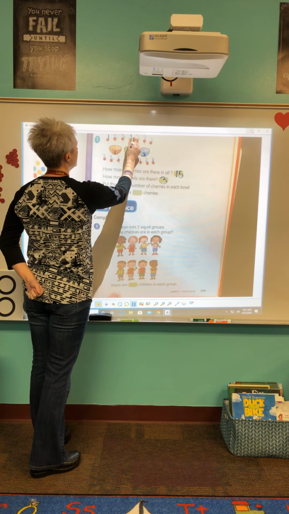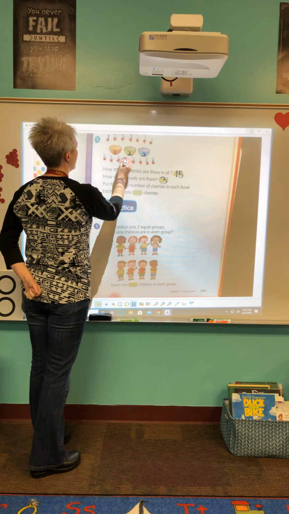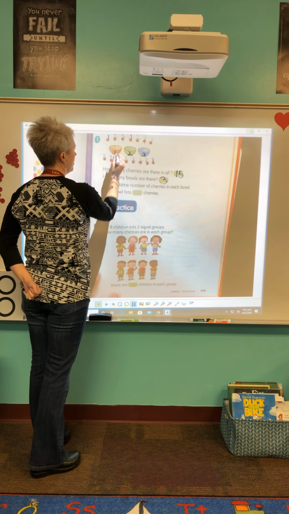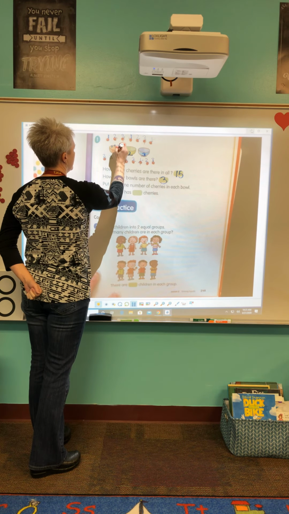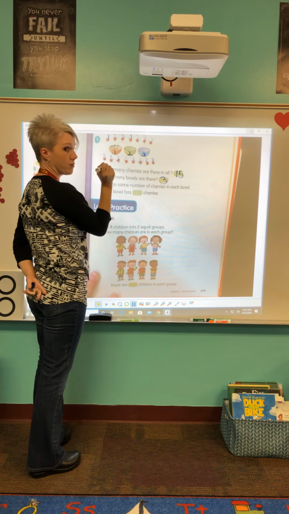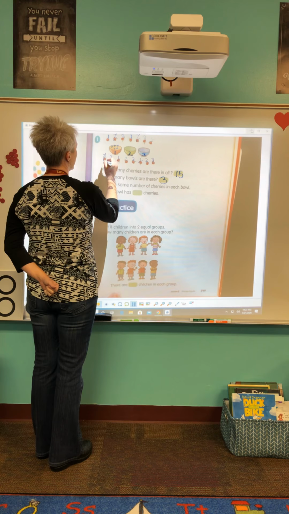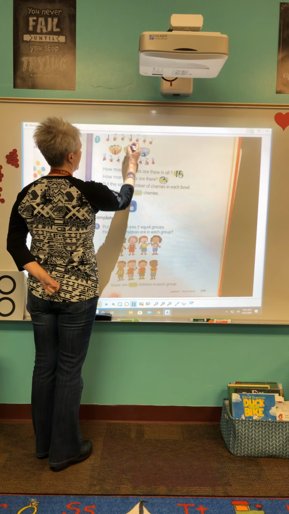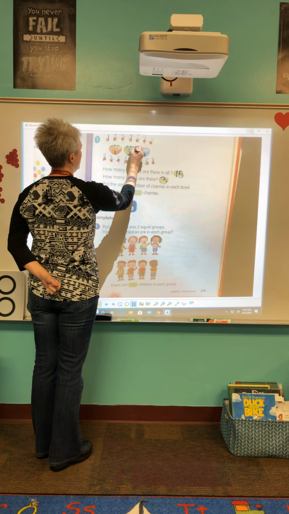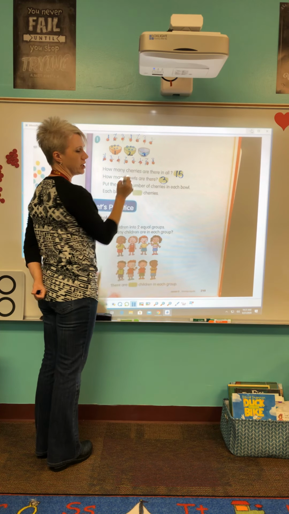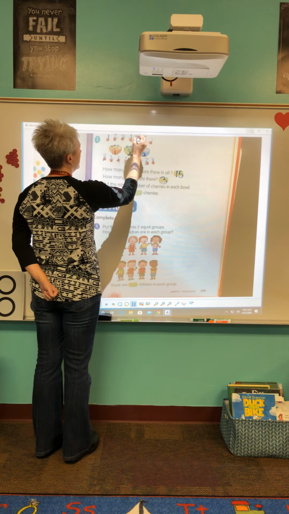1, 2, 3, 4, 5. So I'm going to put 5 cherries in bowl 1. Now I'm going to go back and count all my 2s. 1, 2, 3, 4, 5. I'm going to put 5 cherries in bowl 2. Now I'm going to count my cherries with a 3 on them.